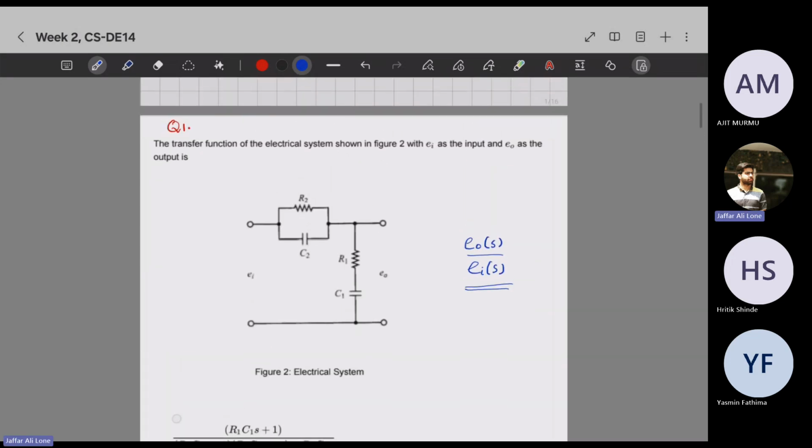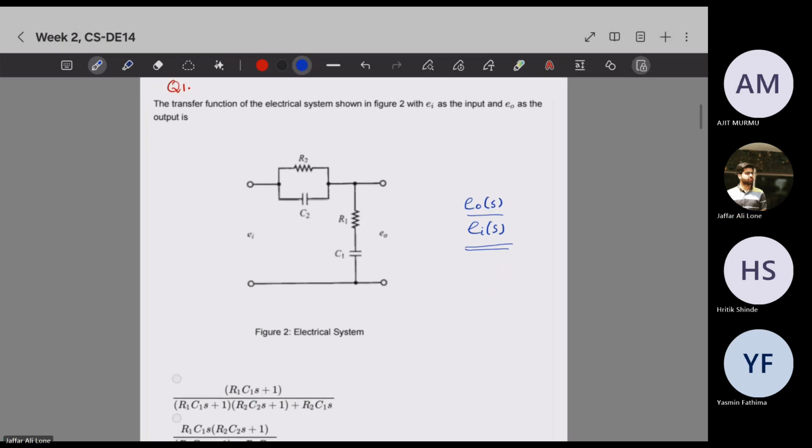See, one important thing here: we have R1, C1, R2, C2, and R2 and C2 are in parallel, and R1 and C1 are in series. So we can write the impedance of C1 and C2 like this. ZC1 will be equal to 1 by SC1. Similarly, ZC2 will be 1 divided by SC2. Correct? So these are the impedances of C1 and C2.